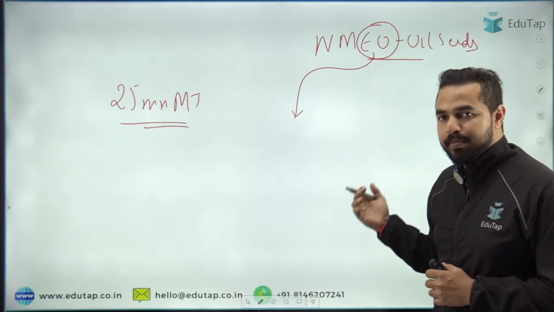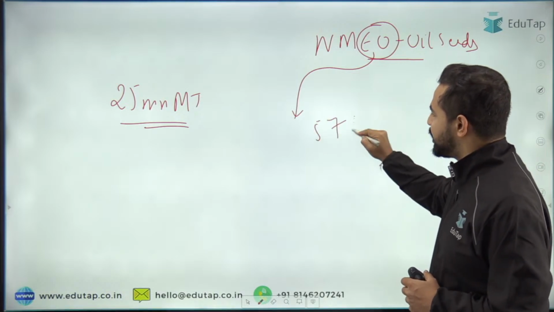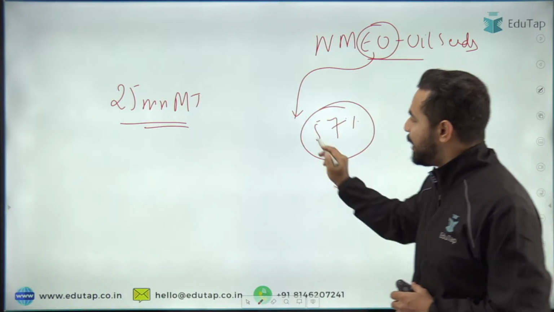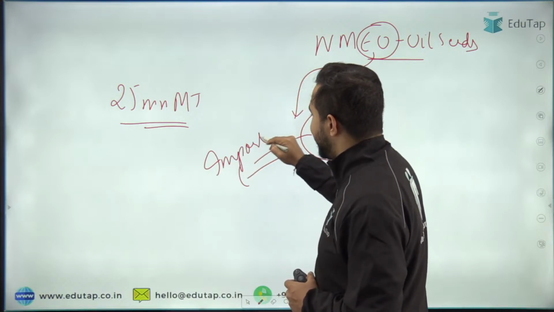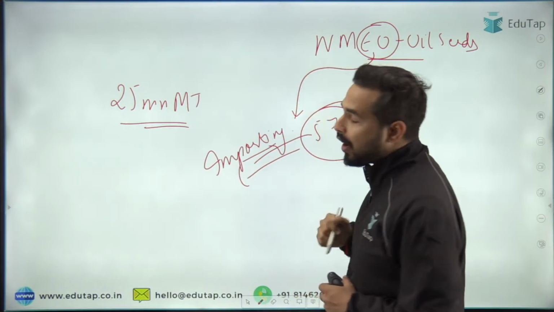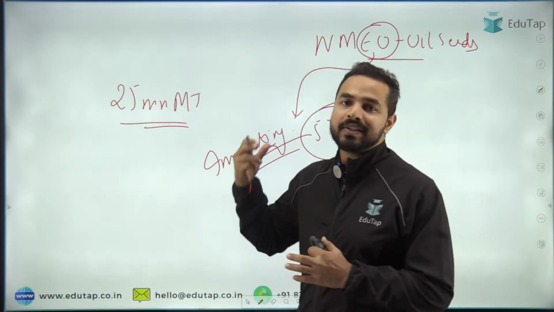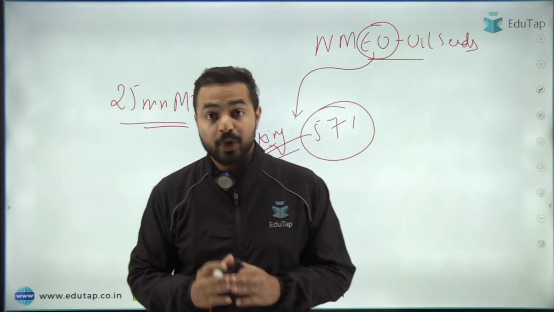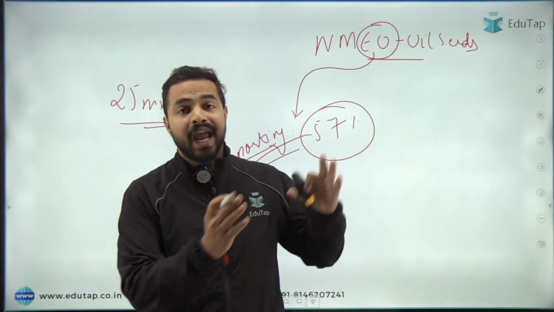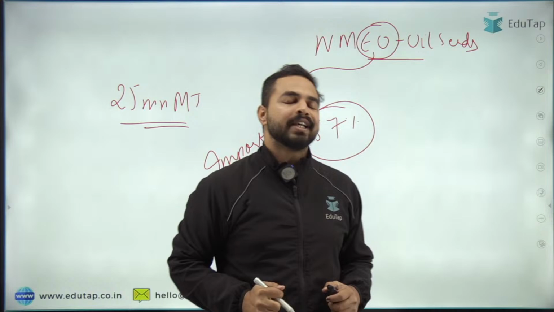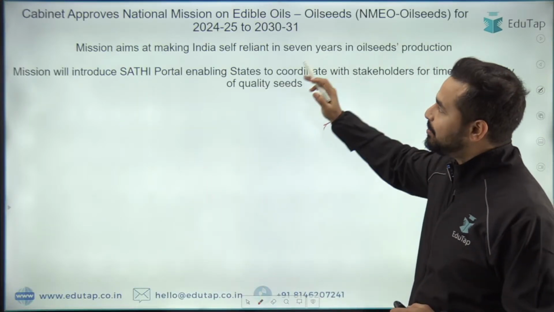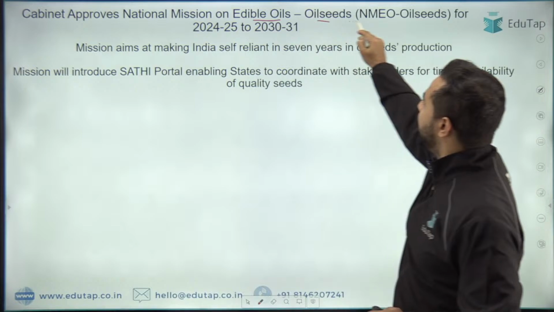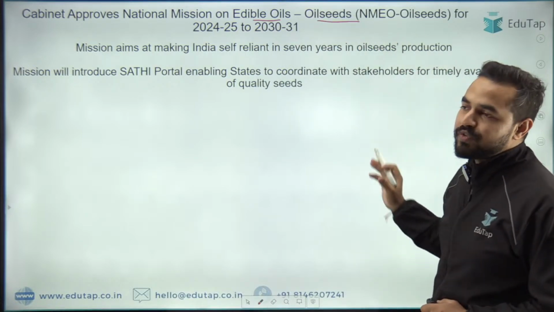Why am I telling you so? Because 57% of the domestic demand is being fulfilled with the help of imports, that is, importing edible oil from foreign countries. That is why, to address this dependency on foreign countries and to make India self-reliant in edible oils, the Government of India has come up with a very important mission, the National Mission on Edible Oils, Oil Seeds, which has been launched for a period of 7 years.